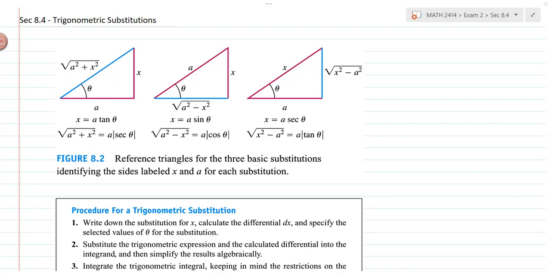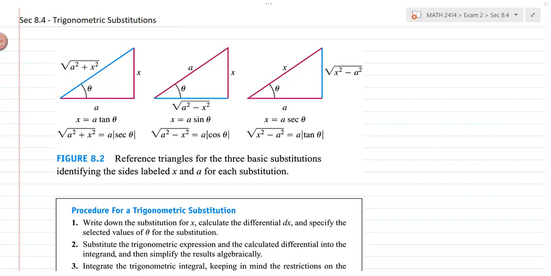Section 8.4 is trigonometric substitutions, and this is one of my favorite topics in Cal 2 because it's something that I used to hate when I was a student, but I've learned to enjoy since I really understand it really well. And what this section is going to do is negate the need for us to memorize all of those integrals of the inverse trig functions.